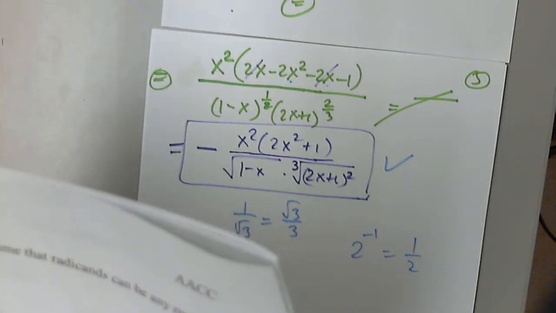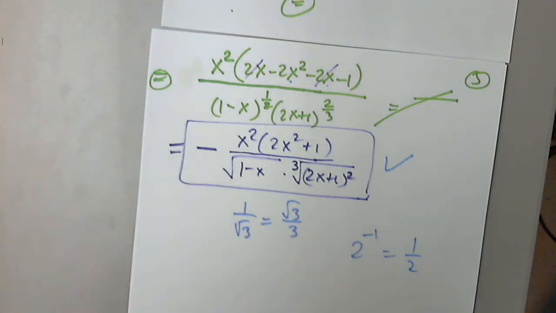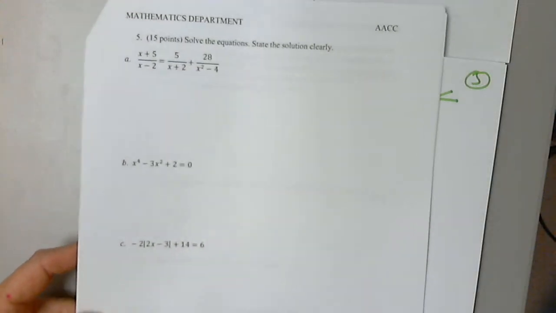So page 2. Let's move on to page 2. Anything from page 2? Rationalizing should not be a problem, right? Okay, page 3.